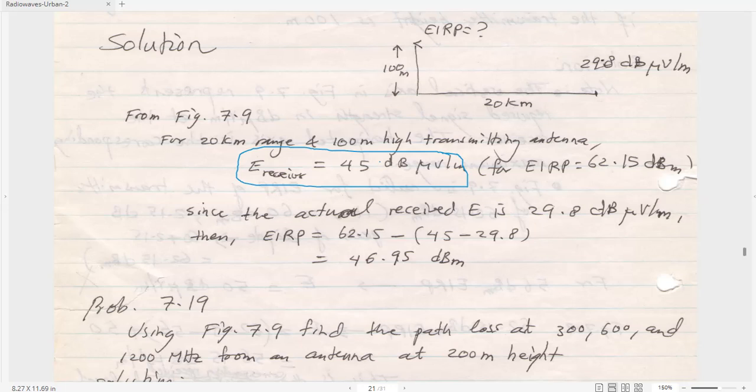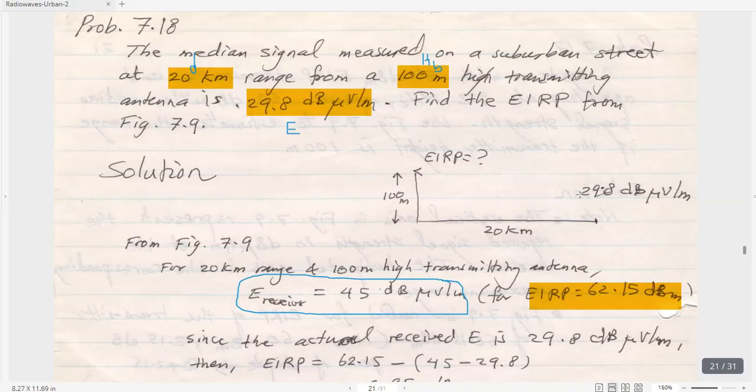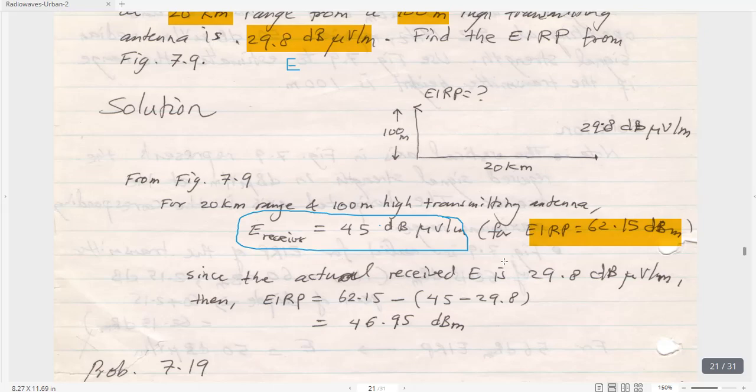Now this is valid for only an EIRP of 62.15. Our received signal level is lower than this. This means that our EIRP is lower. If you receive lower power, this means that your transmitter power is also lower. So we subtract 45 minus 29.8. The difference we have to subtract from 62.15 to obtain the EIRP for our transmitter.